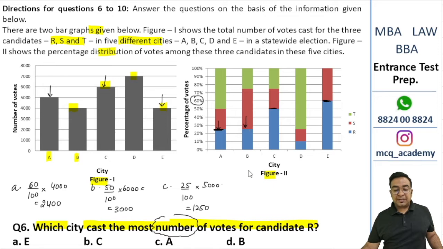Here also the percentage of votes that have been received by R is equal to 25%. So option D is 25% of the total number of votes from city B, which is 4000. So this is equal to 25% of 4000, and this is equal to 1000. So the most number of votes is from option number B, that is city C. Therefore you will mark option number B as the answer to this question.